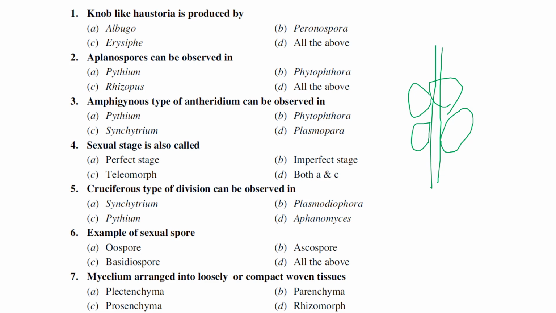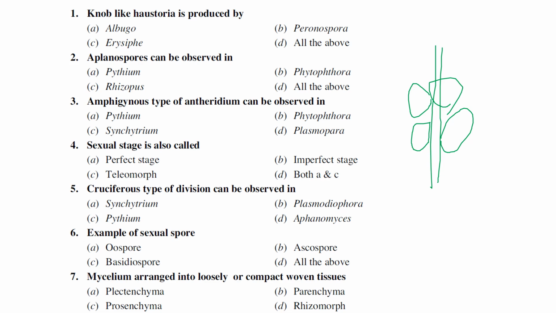The next one: amphigynous type of antheridium is observed in. We know very well antheridium is a male reproductive organ. If it is a female reproductive organ, it is oogonium if it is an Oomycota group of fungi. If it is an Ascomycota group of fungi, it is called ascogonium. So generally antheridium is the male reproductive organ. This amphigynous type of antheridium is produced by the following fungi: Pythium, Phytophthora, Synchytrium, Plasmopara.